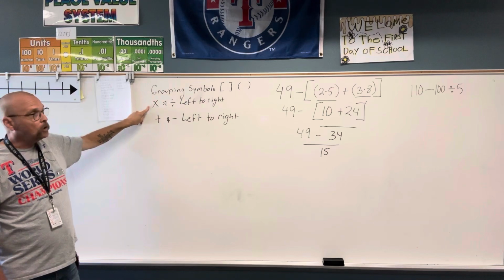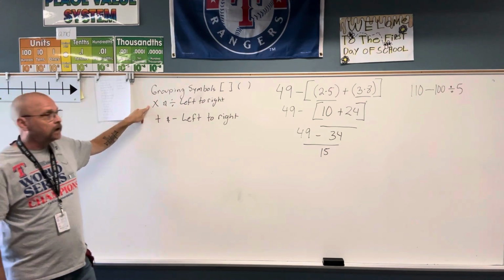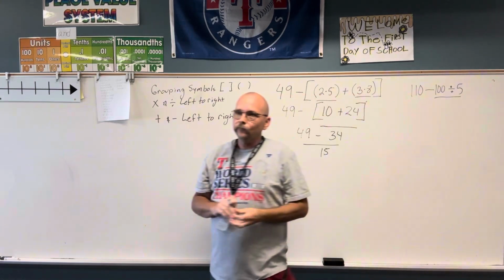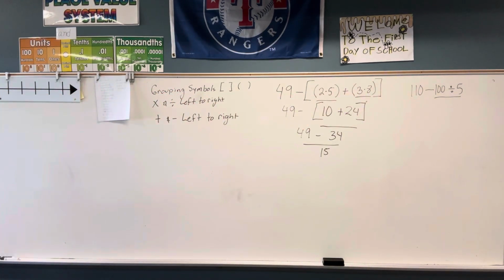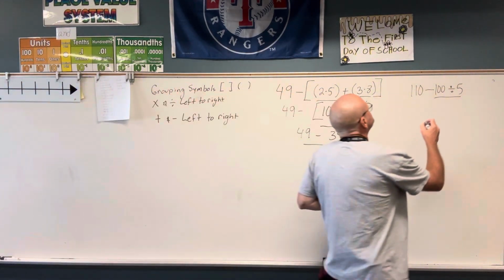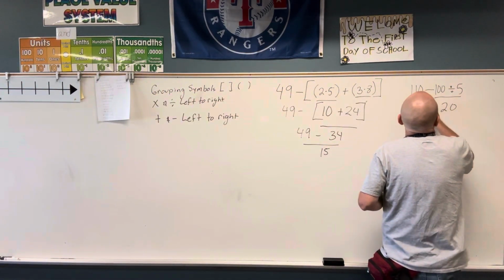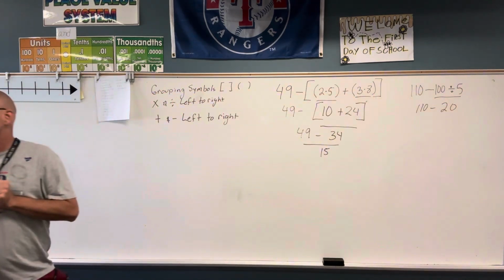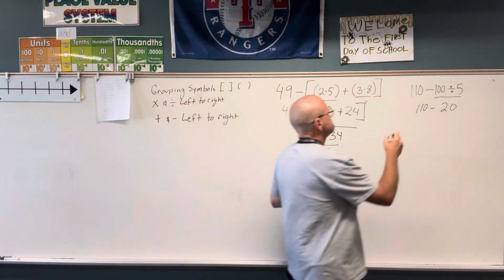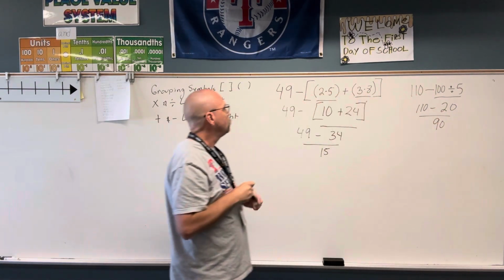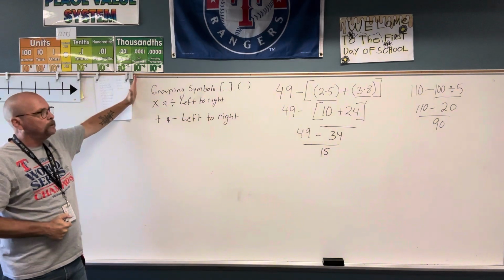Samson, are there any grouping symbols? No. Is there any multiplication or division? Yes. Yes, so that's where we start. So it's 100 divided by 5? 20. 110 minus 20 is? 90. Remember, go through the list every time.